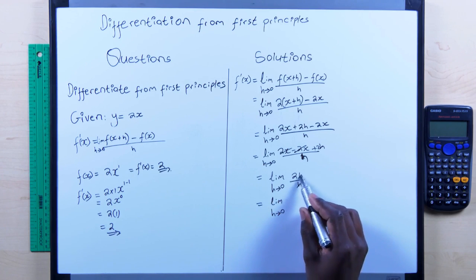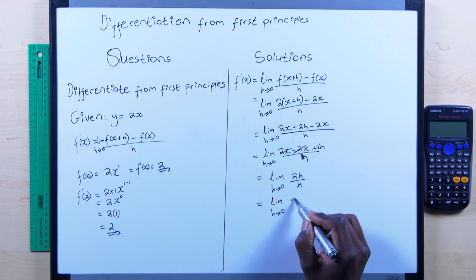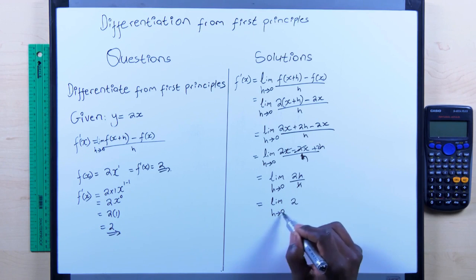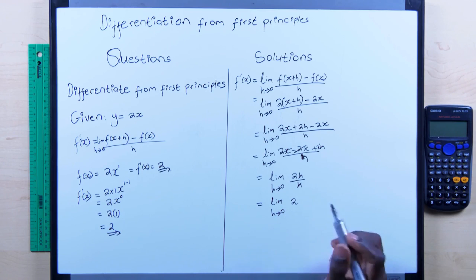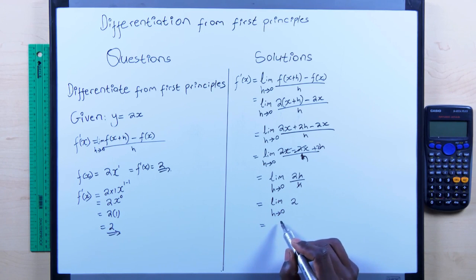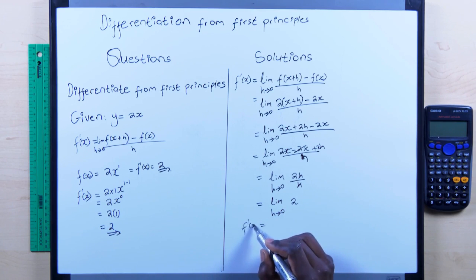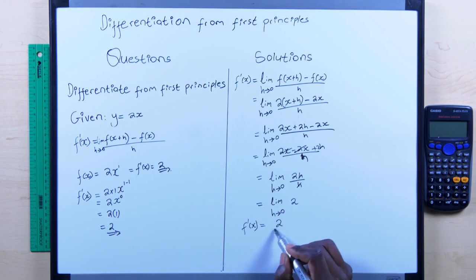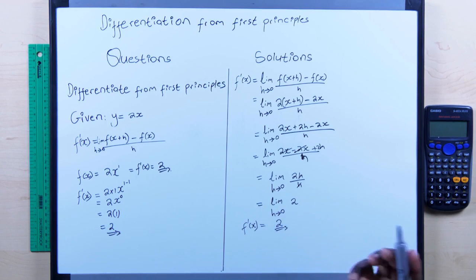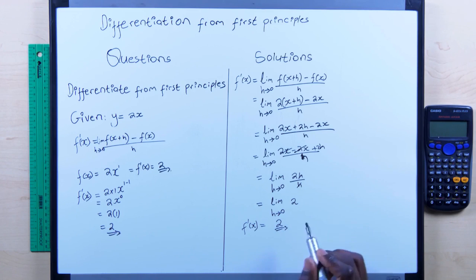So h divided by h is 1. 1 times 2 is 2. Then you substitute. Do you have h here? No. So, final answer, f prime x is equal to 2. Since there is no h anywhere in this solution, your limit of 2 as h approaches 0 disappears, because it's meaningless, it's useless. There is no h to substitute with. So your final answer, f prime x from first principles, is equal to 2.